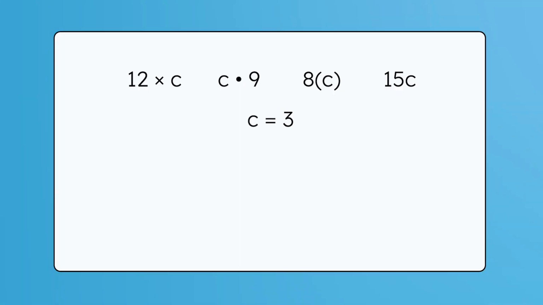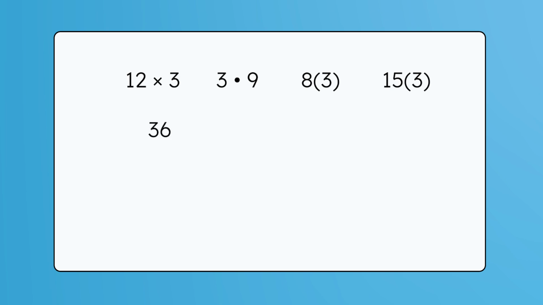After substituting the value of C into each expression, we can simplify. 12 times 3 equals 36. 3 times 9 equals 27. 8 times 3 is 24. And 15 times 3 equals 45. Nice job!